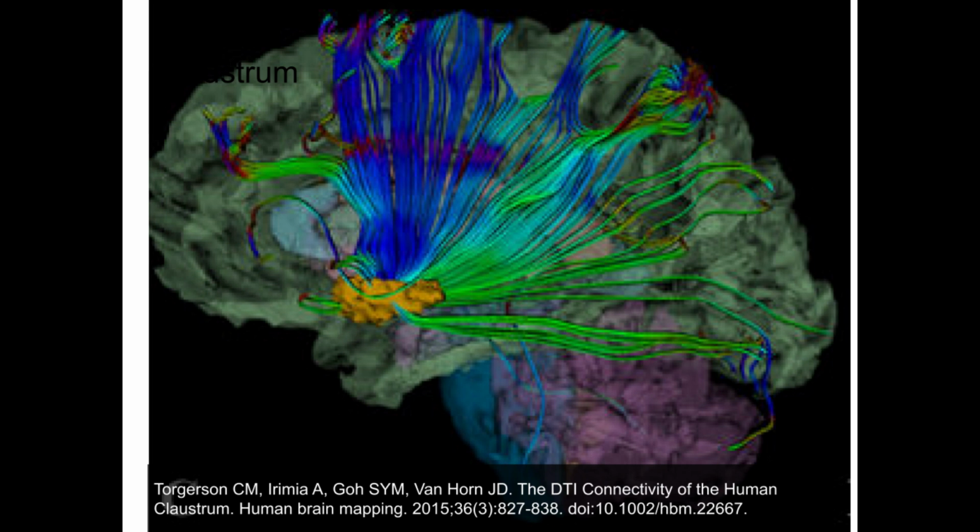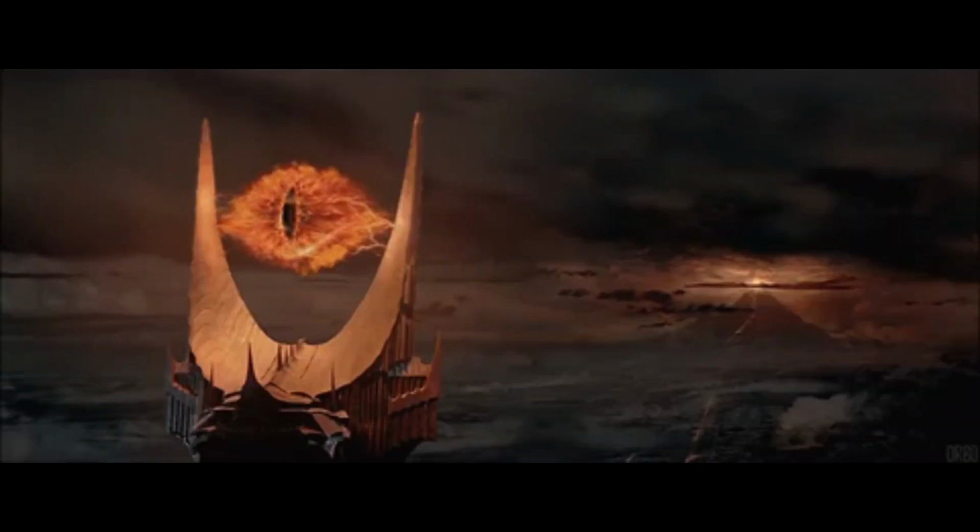This mysterious piece of gray matter seems to be connected with all parts of the cerebral cortex and elsewhere. This connectivity leads us to postulate that it is maybe the seat of consciousness. It could be the seat of vigilance, of being aware of what's going on.